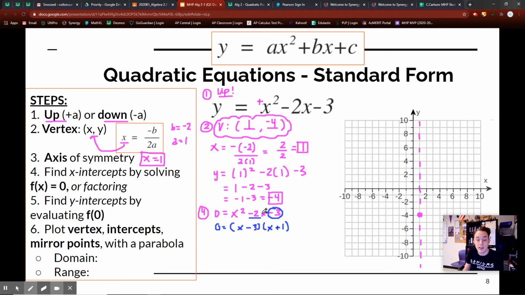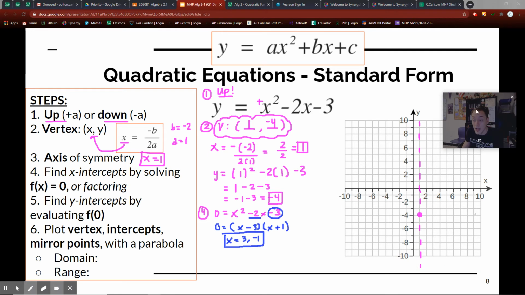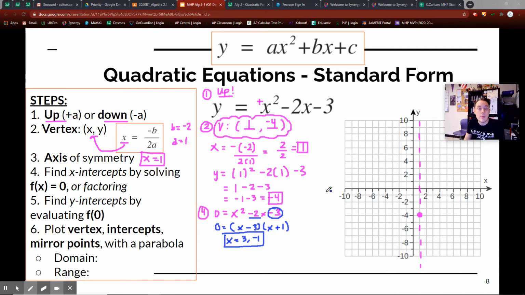Negative 3 plus 1 gives me negative 2. So that means x equals 3 and then negative 1. These are my x-intercepts, so I'm going to plot those on my graph. Watch, when I do this, it's going to be great, because when I plot these, I can see where the graph is starting to form. I don't need to guess anymore.